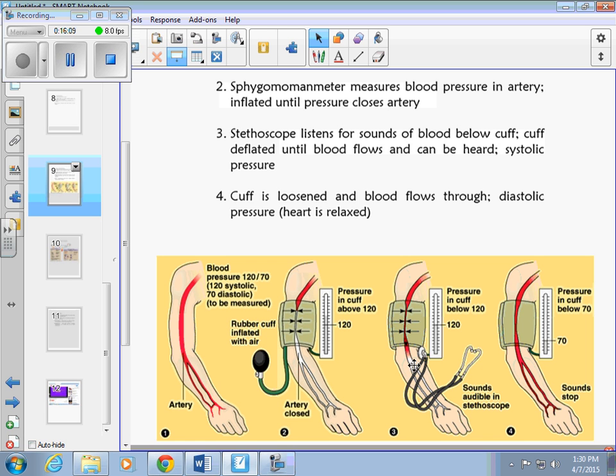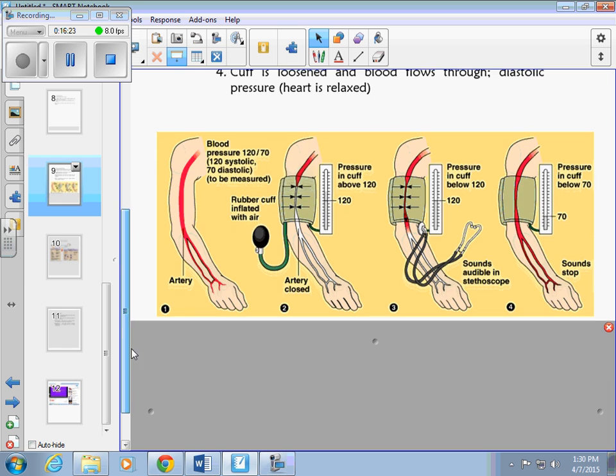That's going to be the last number that you hear when that sound stops. So you're going to hear a ticking or a thud through there, and when the noise stops, then that reading is the lowest number on the cuff.